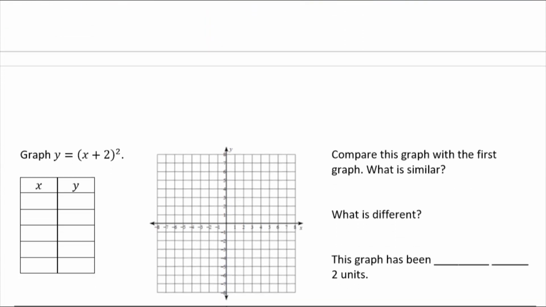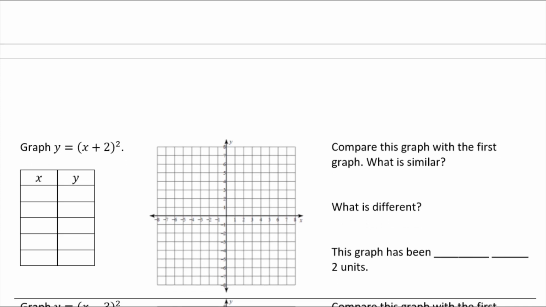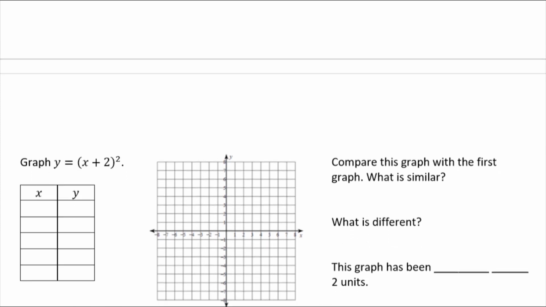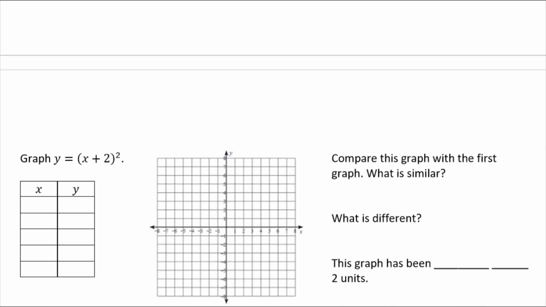So let's look at a new problem. Okay, we have y equals x plus 2 squared, and our x plus 2 is in parentheses. So this is going to actually do something different and maybe something that you wouldn't expect it to. And I did not actually fill this in with -2, -1, 0, 1, and 2 because, spoiler, those might not actually be the best things to use.